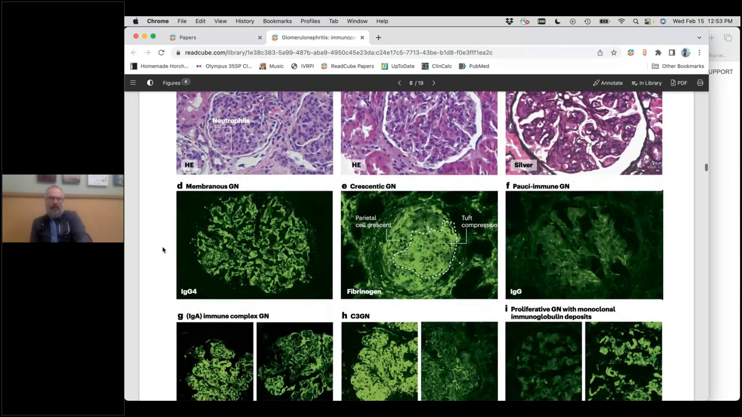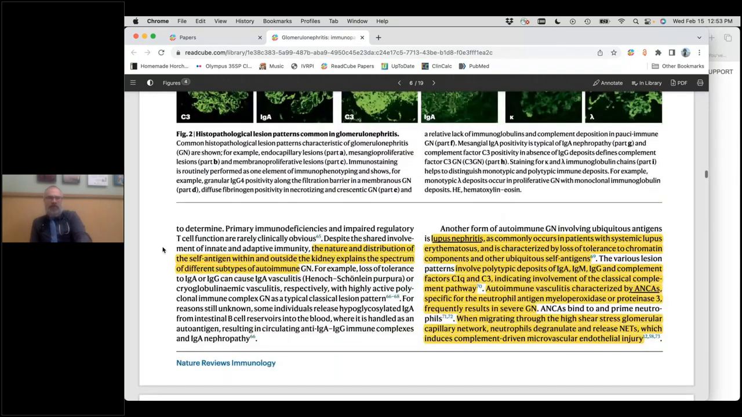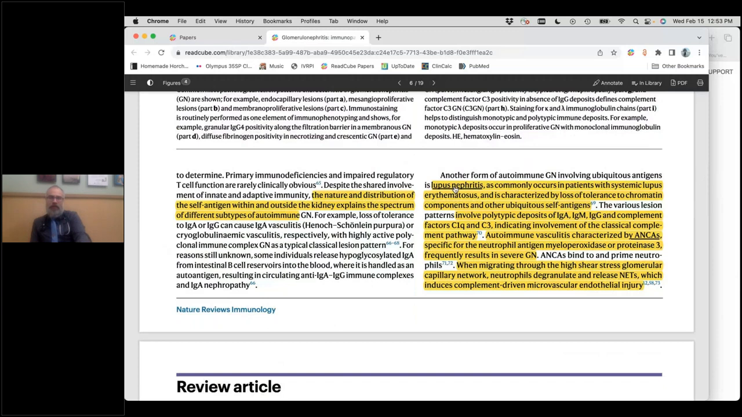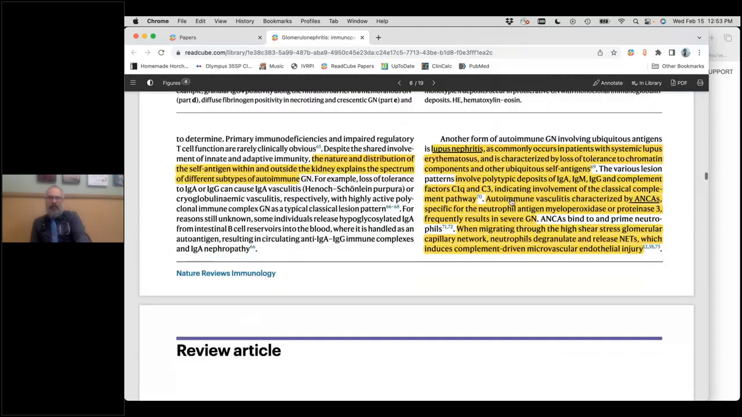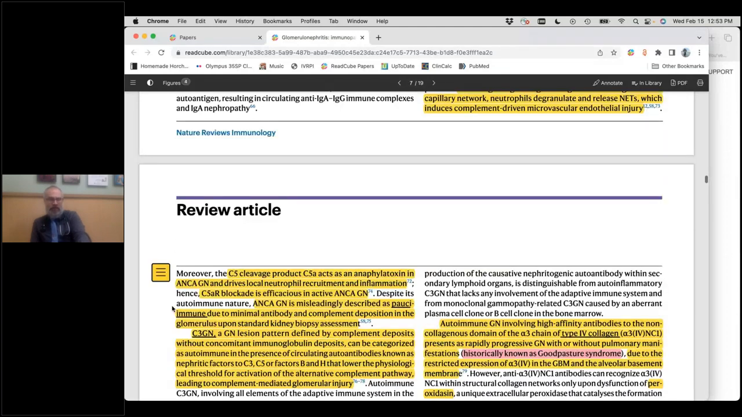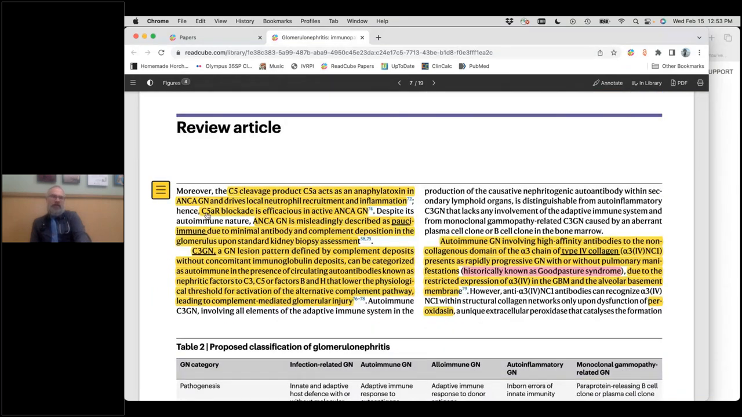They talk about ANCA nephritis and lupus nephritis here, which again are things that we don't necessarily have well understood in veterinary medicine, partly because of our ability to measure these various things that are present. Going into more the pathogenesis of ANCA nephritis, of C3 glomerulopathy.